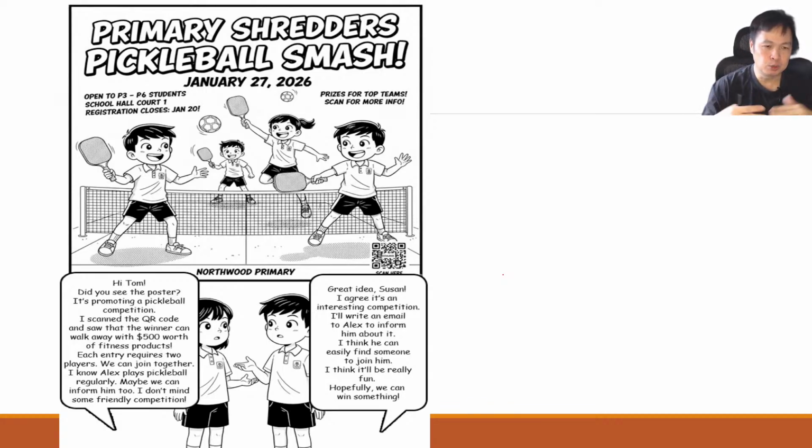And then down below we have two students talking to each other, and the little girl says, "Hi Tom, did you see the poster? It's promoting a pickleball competition. I scanned the QR code and saw that the winner can walk away with $500 worth of fitness products. Each entry requires 2 players. We can join together. I know Alex plays pickleball regularly. Maybe we can inform him too. I don't mind some friendly competition."